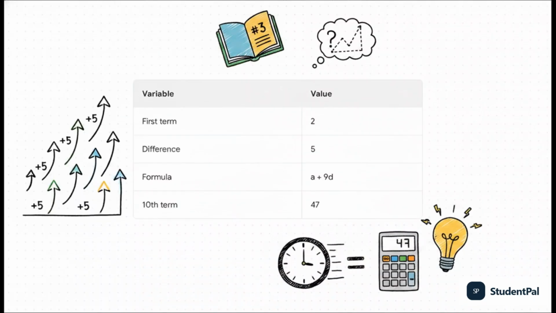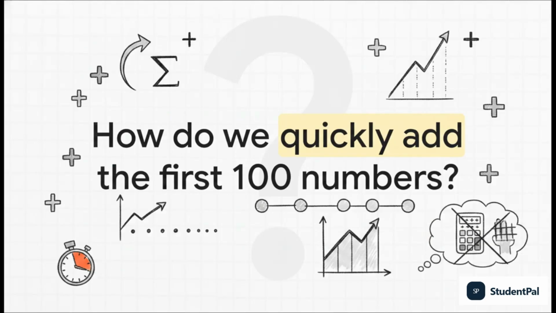Let's test out our brand new logical shortcut on example 3 from your textbook. We need to find the 10th term of the AP, 2, 7, 12, and so on. Instead of counting on our fingers like we used to, we just identify our variables. Our first term, a, is 2. The common difference, d, is 7 minus 2, which is 5. We plug it right in. The 10th term is a plus 9 times d. That's 2 plus 9 times 5. Well, 9 times 5 is 45, plus our starting 2 gives us 47. Boom! Done in seconds. Excellent work so far.